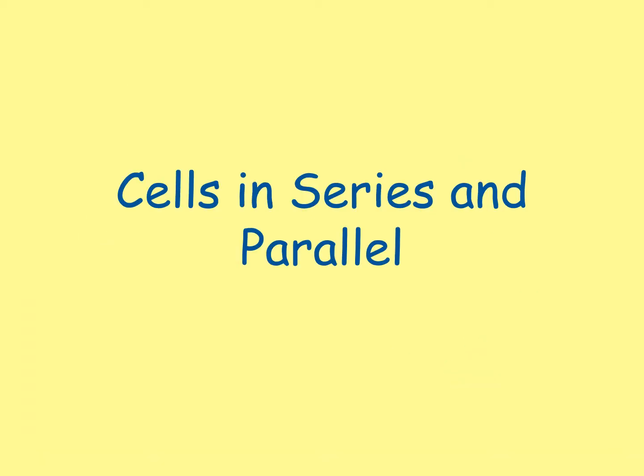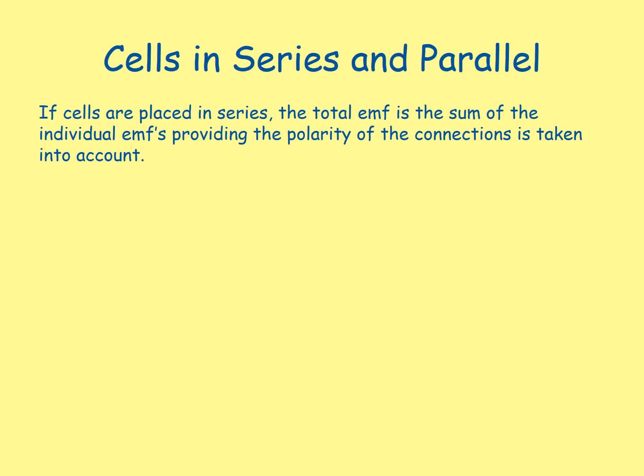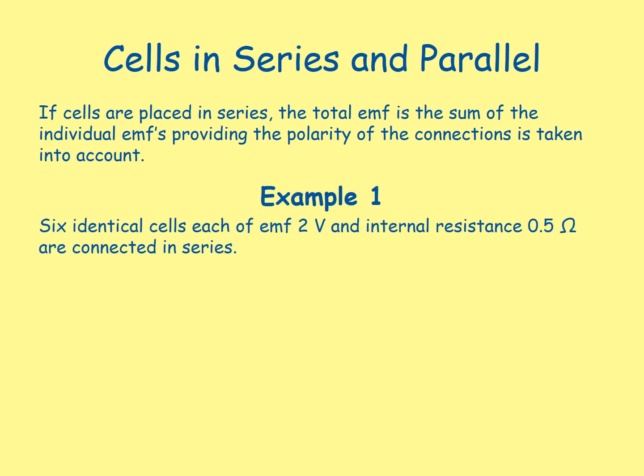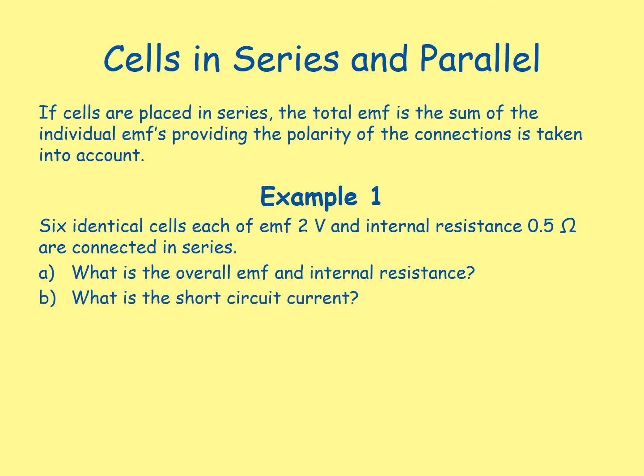Cells in series and parallel. If cells are placed in series, the total EMF is the sum of the individual EMFs, providing the polarity of the connections is taken into account. Example 1. 6 identical cells, each of EMF 2 volts and internal resistance 0.5 ohms, are connected in series. Part A, what is the overall EMF and internal resistance? Part B, what is the short circuit current?